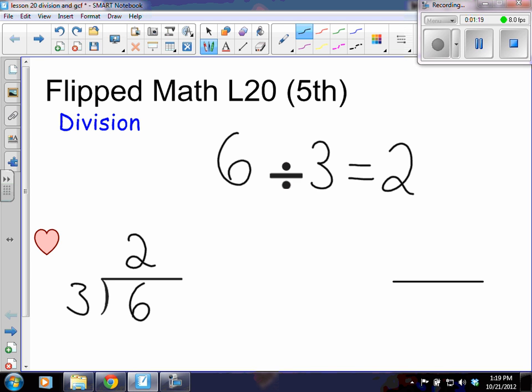And the third way that we can write a division problem is using a fraction bar or a division bar. In this case, we have our 6 up on top. We have our 3 down on the bottom, and this is going to equal 2. And so we have 3 different ways that we can represent a division problem. Now, as we're looking at this, what does all of this mean?